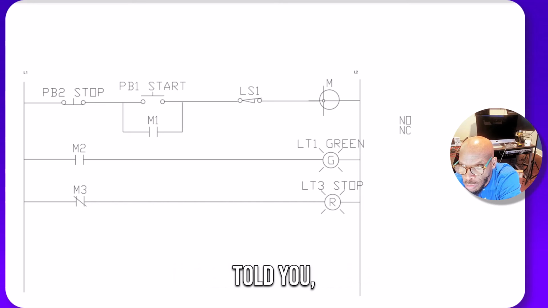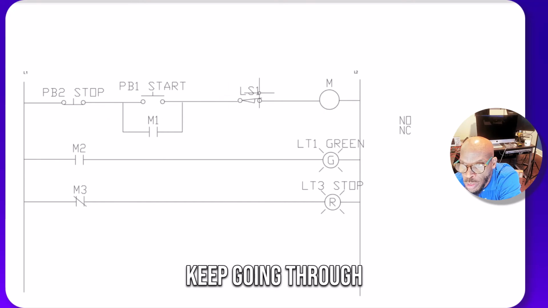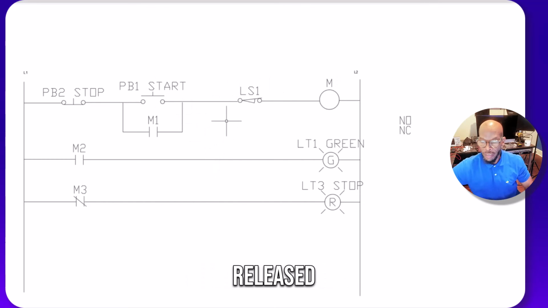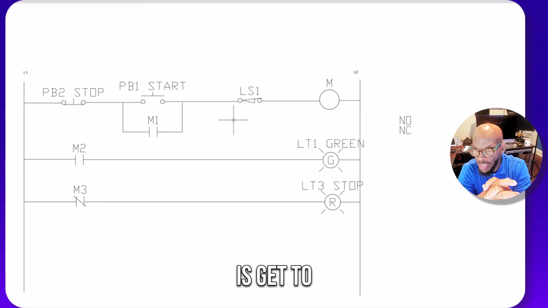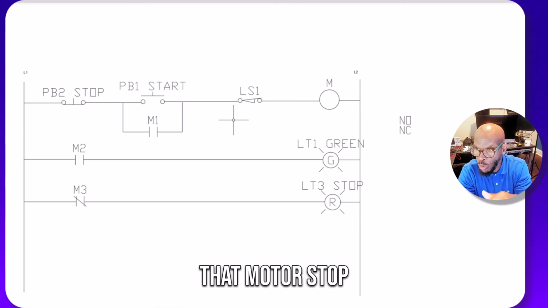Remember what I told you. The contacts off of M are going to change state. So this contact is going to close, and it's going to allow electricity to keep going through there even when the start button is released. Now, when the device gets to that limit switch, after it runs for a while, that limit switch will open, and it'll make that motor stop.